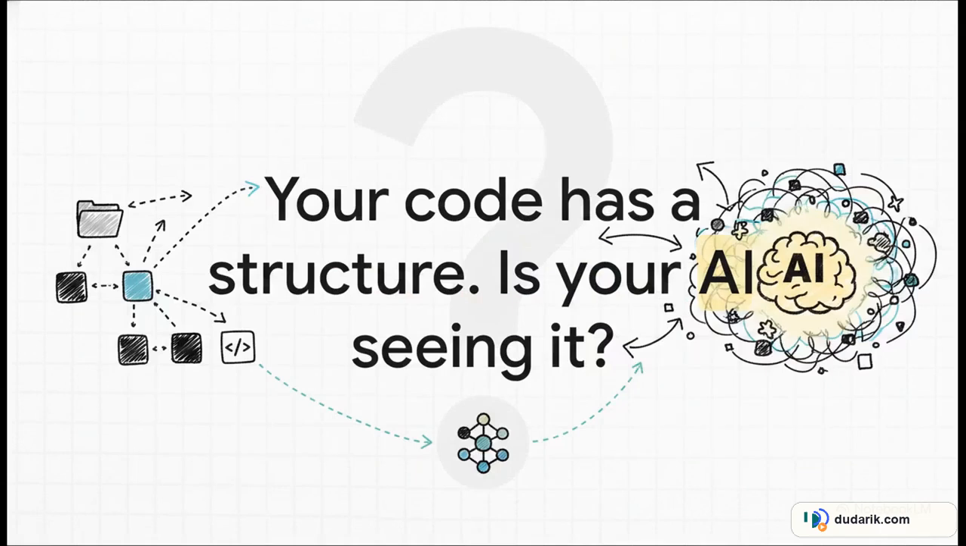And that really leaves us with one final thought. We all know our code isn't just a flat list of files. It's this interconnected system with a real structure. So the question is, are you giving your AI the tools it needs to actually see that structure, or are you just letting it get lost in the text, burning your tokens every step of the way?